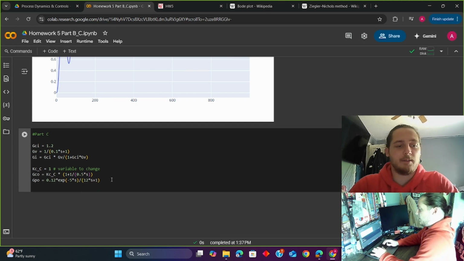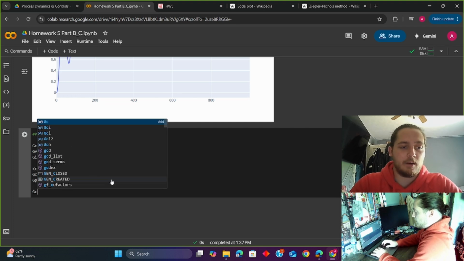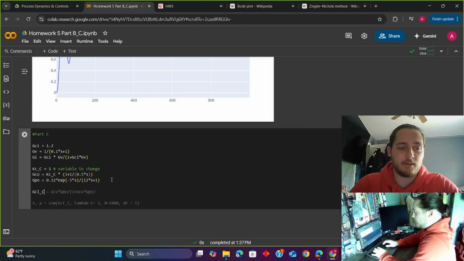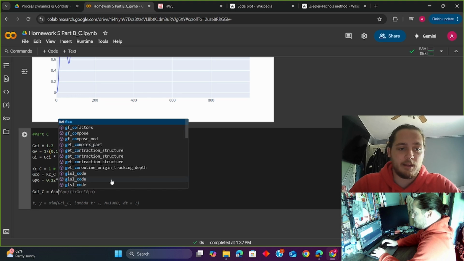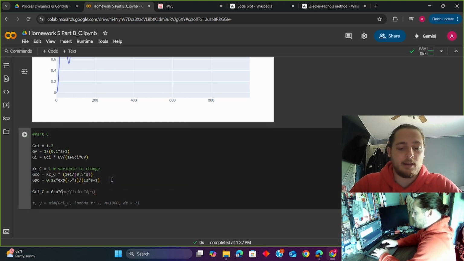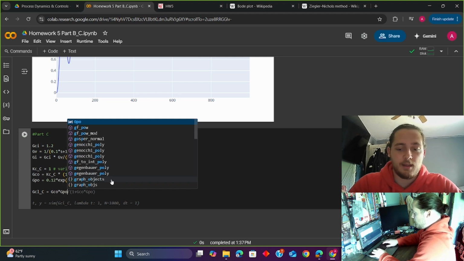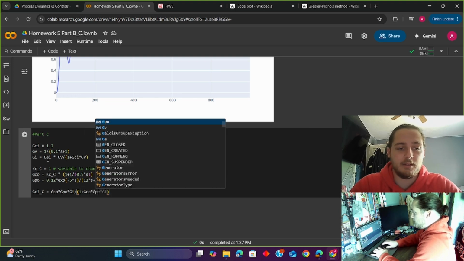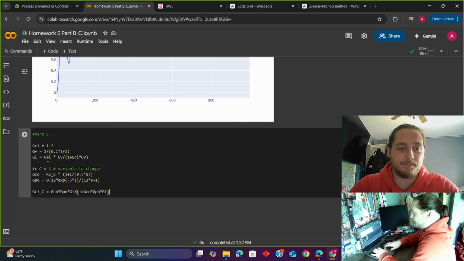Okay, so now that we have that in, we now want to define what our GC for our closed loop is going to be, underscore C, denoting our cascade control. This is going to be equal to our outer controller multiplied by our outer process transfer function, and this will also be multiplied by our inner control loop, so we can just multiply by GI, and then this will all be divided by 1 plus our GCO times GPO times GI.